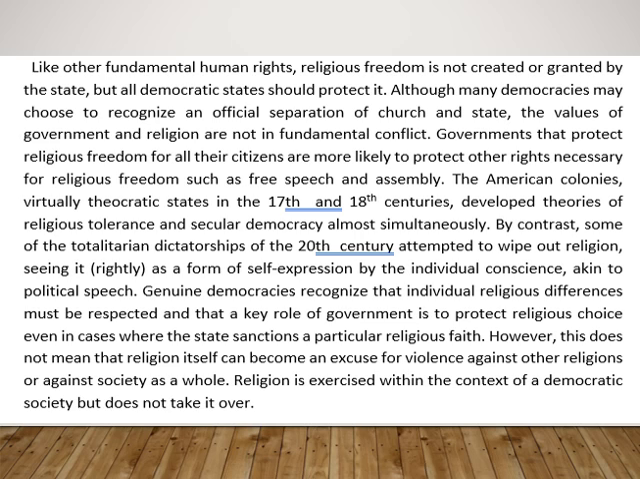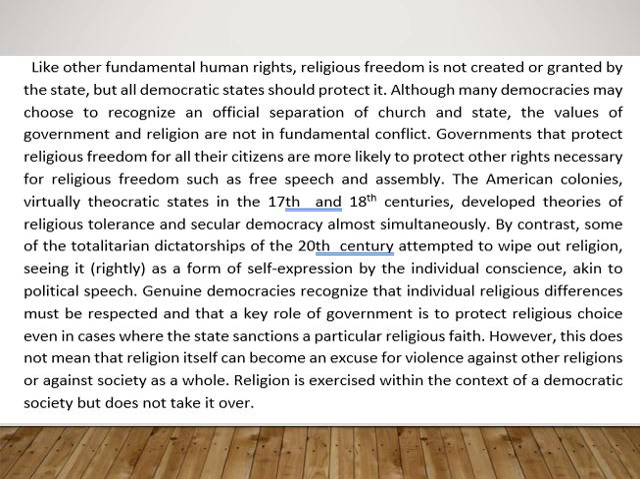Genuine democracies recognize that individual religious differences must be respected and that a key role of government is to protect religious choice, even in cases where the state separates religion from policies.